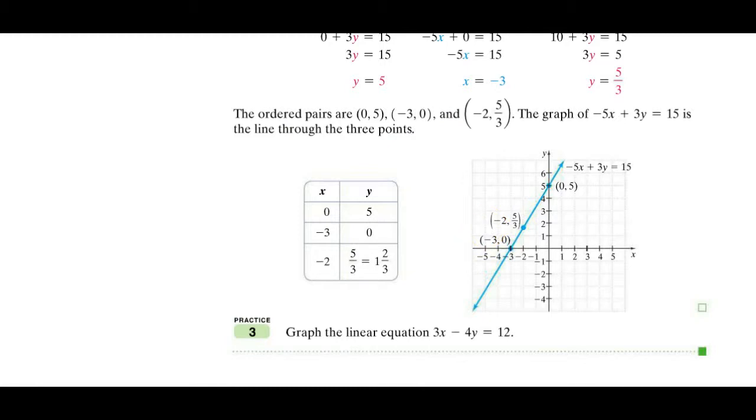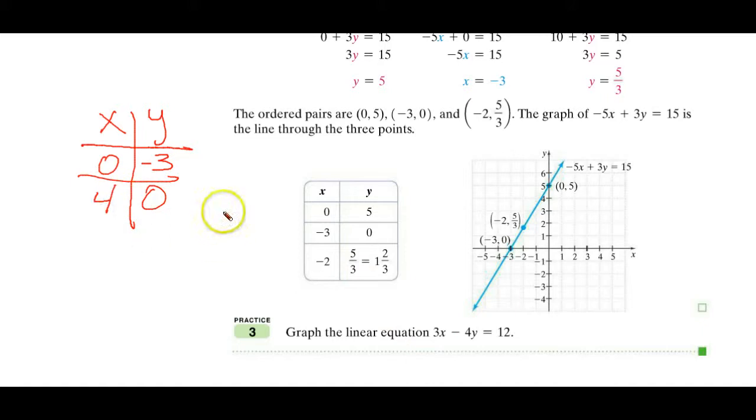Let's do example practice 3 here, using our x and y intercept T-chart. x, y, 0, 0. So here, if x is 0, y is going to be a negative 3. Here, if y is 0, x is going to be a 4. So to graph that then, negative 3, 0, 1, 2, 3, dot there, and then 4, 0, 1, 2, 3, 4, and then there's your line. Ta-da!